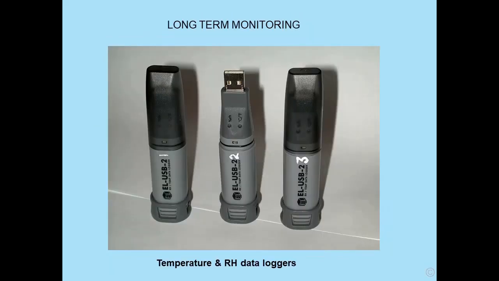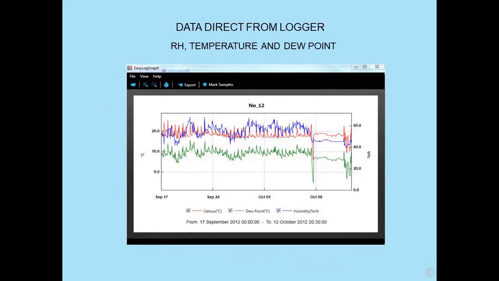So how do we do long-term monitoring? Well, these are temperature and relative humidity data loggers. They'll record the temperature, relative humidity, and the dew point over a period of time. Data direct from the logger, that's with its own software. See the temperatures, dew point, and humidity.